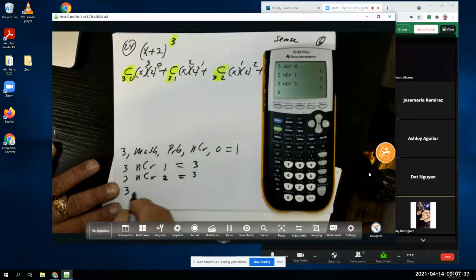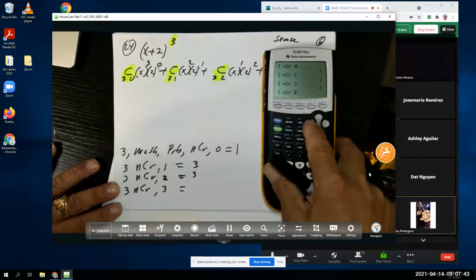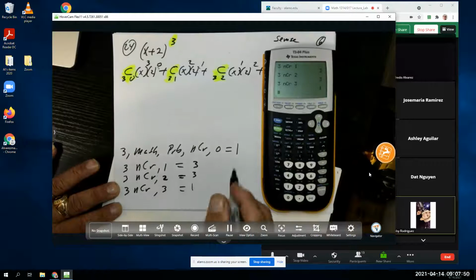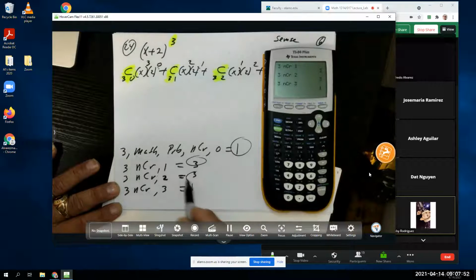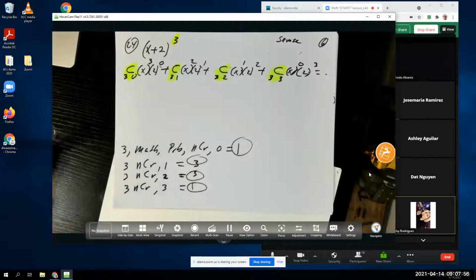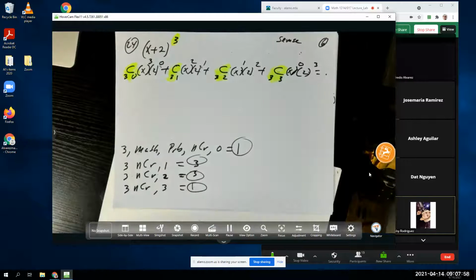And then 3 NCR of 3. Give me the answer. Second enter. Go backspace and change it to 3. What'd you get? 1. All right. So I got this answer, that one, and that one, and that one. There's my answer. So now I'm gonna replace all these NCR things with those numbers.